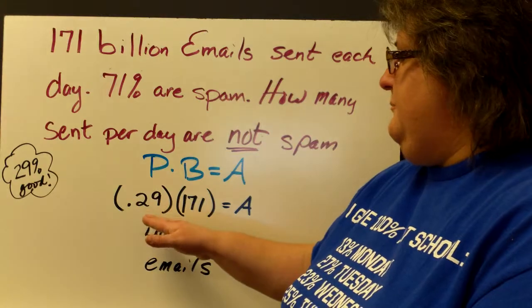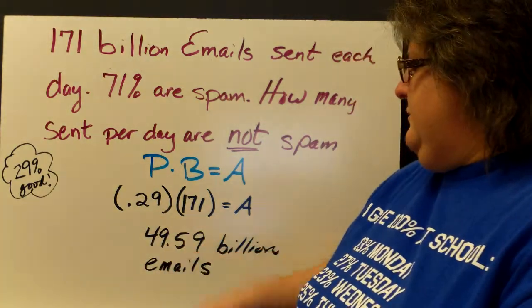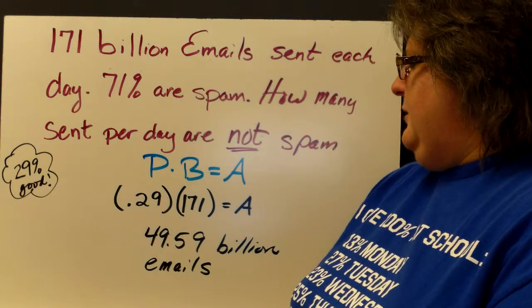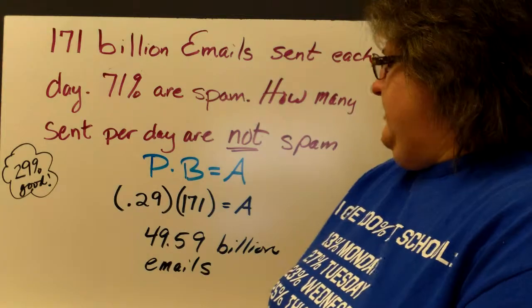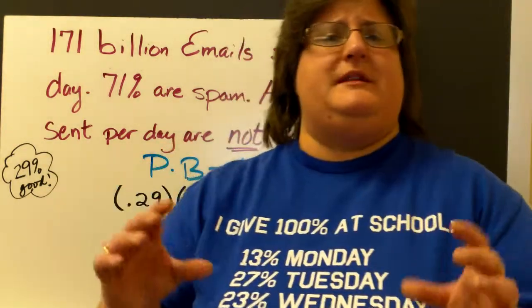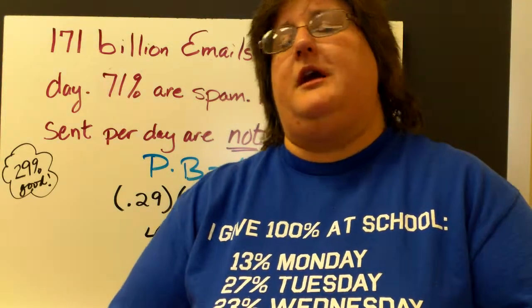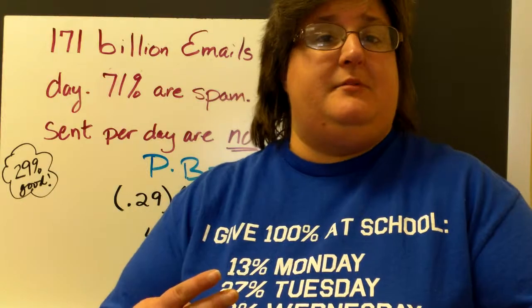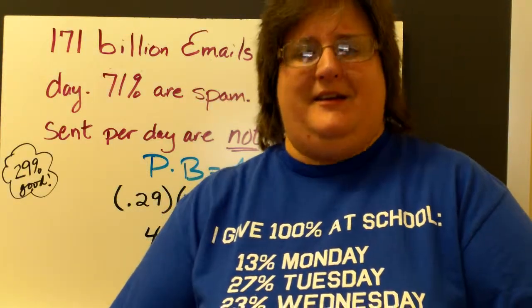If you make it a decimal, you got 0.29. Fraction people, 29 over 100. Either way, when you number crunch, you're going to get 49.59, 49 and 59 hundredths billion emails. All right. Remember, the key there is always that percent equation to put down first. Get that framework, and you're just going to literally see which two numbers I have and what's the third one I'm looking for. With some practice, you can do it.